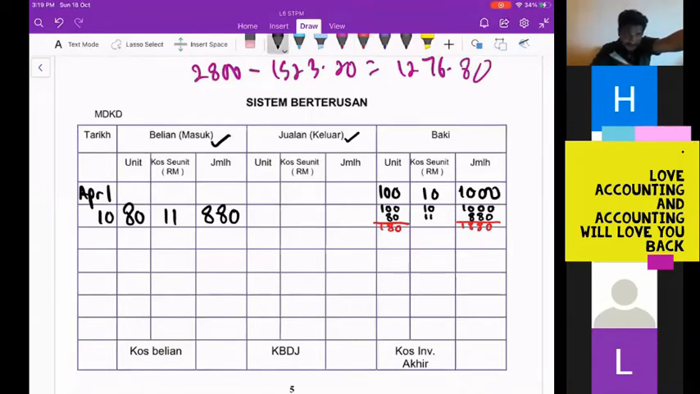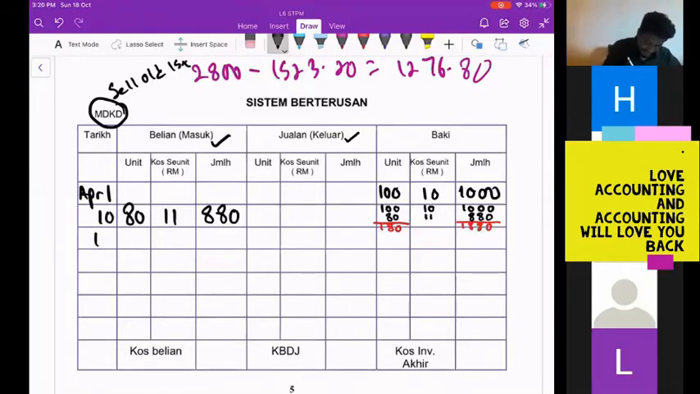Before I continue, let me stress on this. MKKD. What is MKKD? Masuk dulu, keluar dulu. So you will sell the new one or you sell the old one? Old one. Sell the old one first. Okay, now. And then next one, 18.